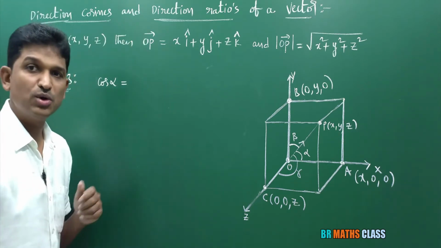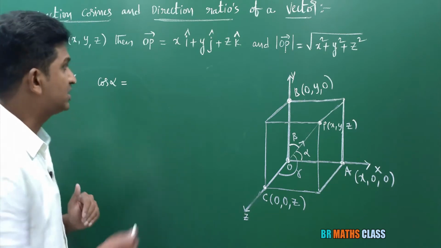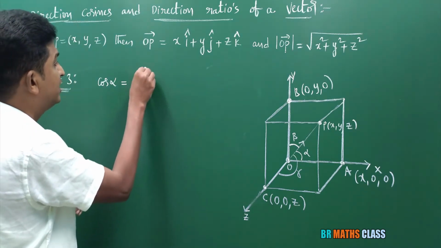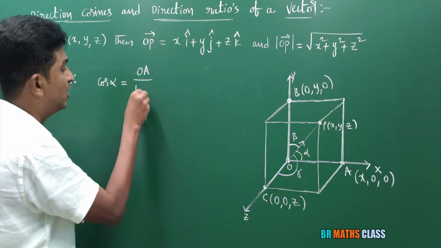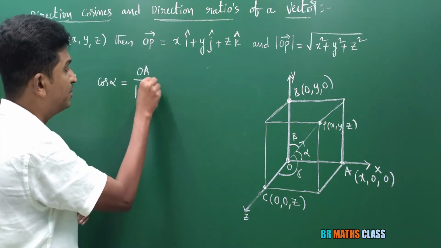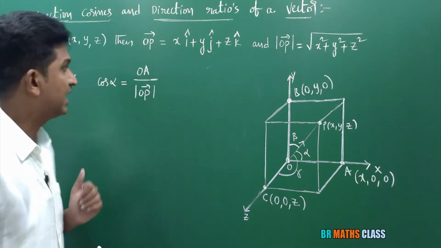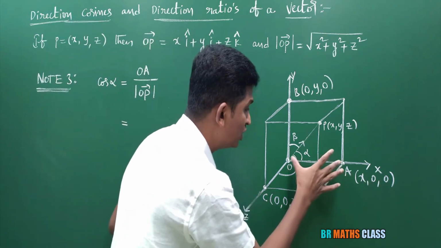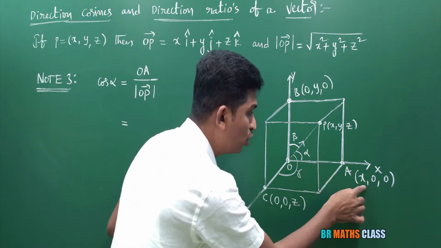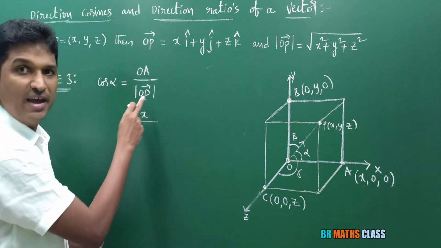Cos alpha formula is what? Cos alpha formula is adjacent side by hypotenuse. What is the adjacent side? OA. Divided by what is the hypotenuse? Hypotenuse is OP. OP is nothing but the magnitude of OP bar. Magnitude of OP bar is OP, that we learned in the last class also. What is OA? You see, this point A is x comma 0 comma 0. What is this length OA? OA is x. So OA is x divided by the magnitude of OP bar.